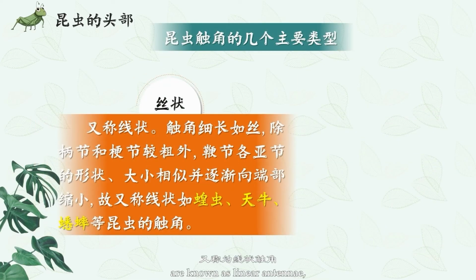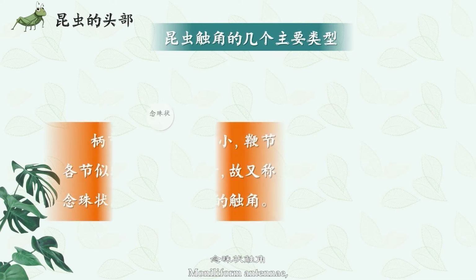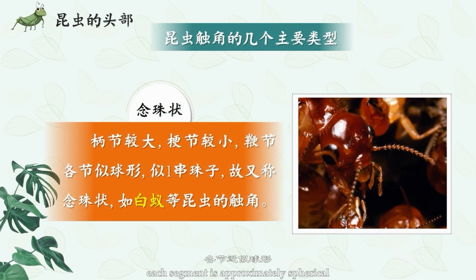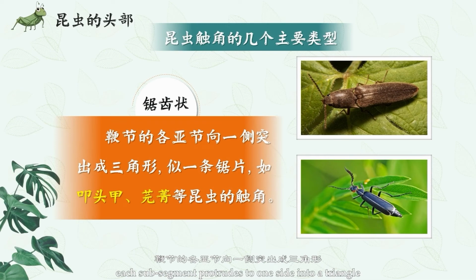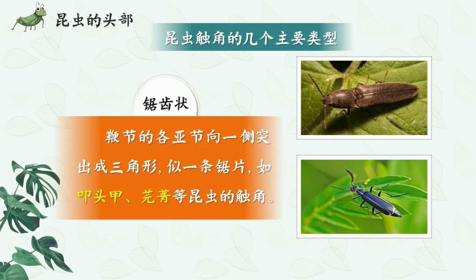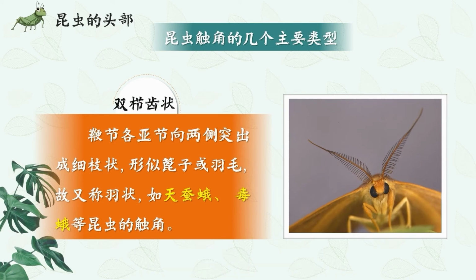Filiform antennae are known as linear antennae, which are slender and silky. Moniliform antennae, each segment is approximately spherical and beaded in series, so it is also called a bead-like antenna. Serrate antennae, each subsegment protrudes to one side into a triangle like a saw blade. Bipectinate antenna, the subsegments protrude to both sides into twigs, like feathers, so it is also called a feathery antenna.